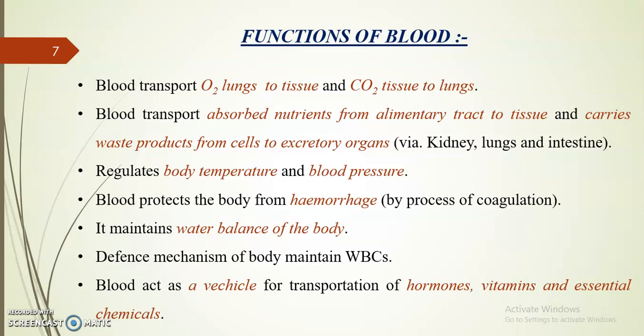In this, the blood mainly transports absorbed nutrients from the alimentary tract to tissue. It also carries the waste products from cells to excretory organs. Excretory organs are kidney, lungs and intestine. The main role of blood is also to maintain the body temperature and blood pressure. It also protects the body from hemorrhage by the process of coagulation. It also maintains the water balance of the body, and the main defense mechanism of the blood is to maintain the WBC. Blood also acts as a vehicle for transportation of hormones, vitamins and essential chemicals.